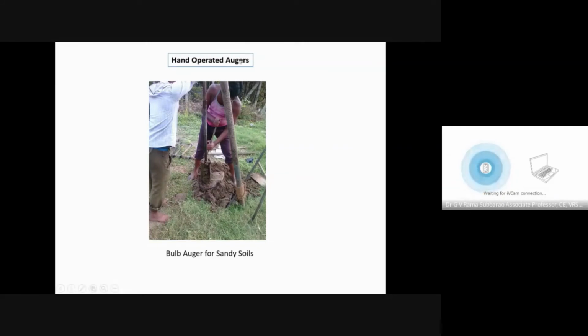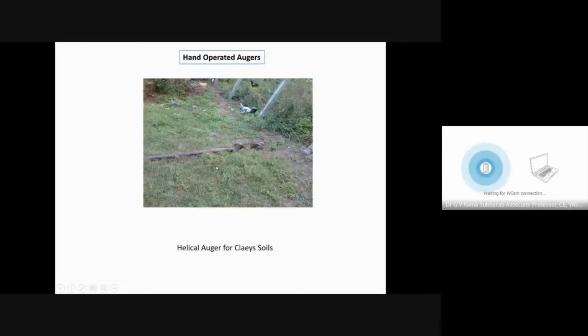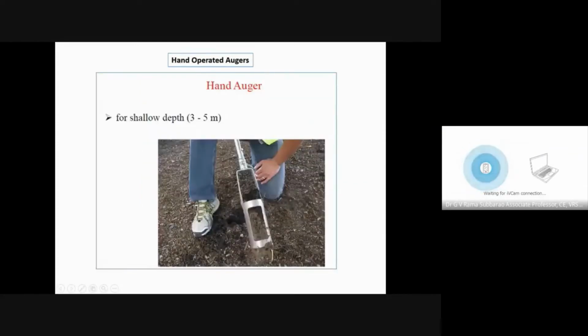The people are using a hand-operated auger. This is the drilling rod actually. Hope my cursor is visible to you. The end of the drilling rod is attached with this auger. Now you see here, this is a helical auger. If you go to deeper depth, it is good to use a helical auger. But the main limitation of the hand operated auger is it can be used for only shallow depth, only 2 to 3 meters, or sometimes 3 to 5 is also possible but very difficult, but we can try.